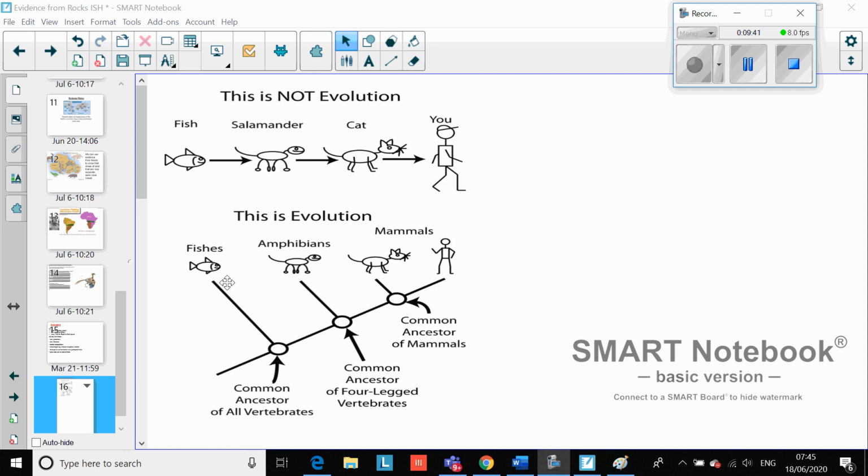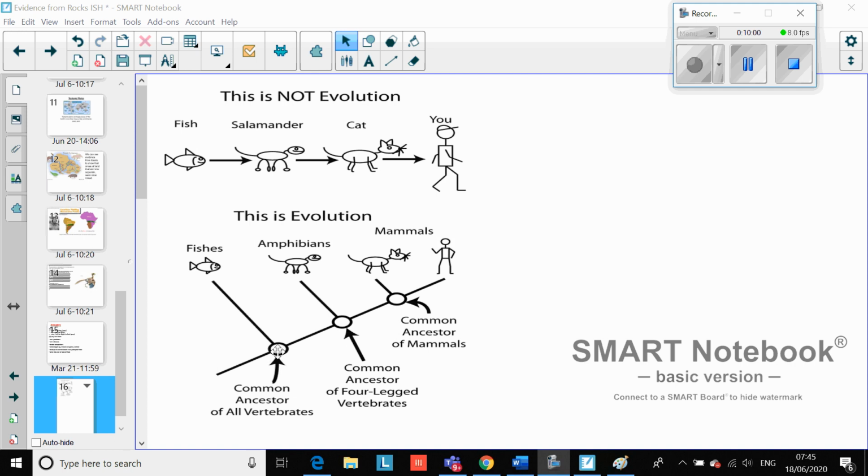Say, for example, you take your fishes from today, so just your goldfish you've got at home, your amphibians, your frog you find by the pond, your other mammals, your cats, your dogs, and then humans. Right now, we are all living at the same time. So here's what happens.